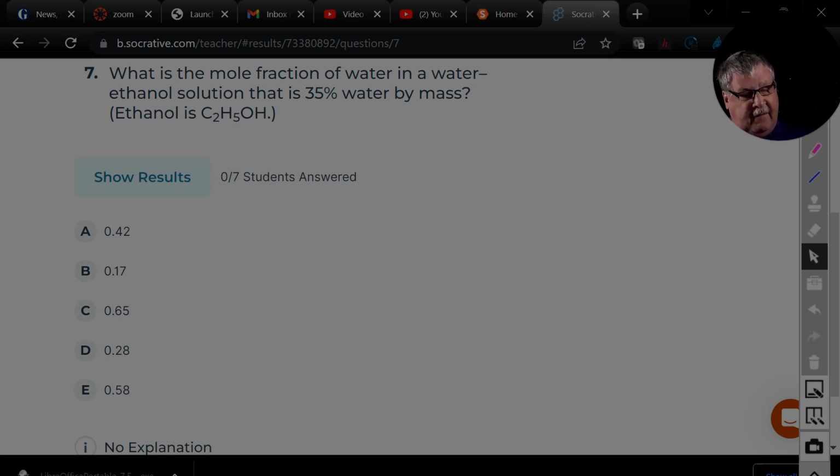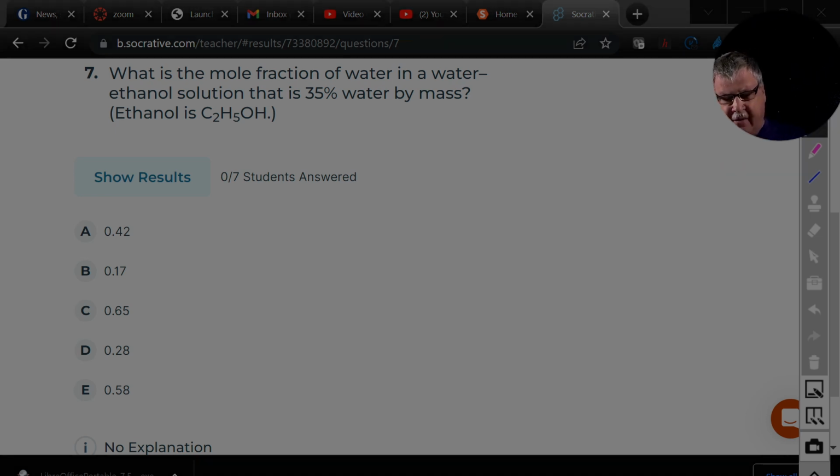So, take a few minutes to work this. How do I figure out mole fraction? That's something you definitely want to be prepared to do on the final. We talked about the definition of mole fraction, and we had one application of it in chapter 13 with regard to vapor pressure of solutions. But what you want to think about here is, what is mole fraction? How do you figure it out?